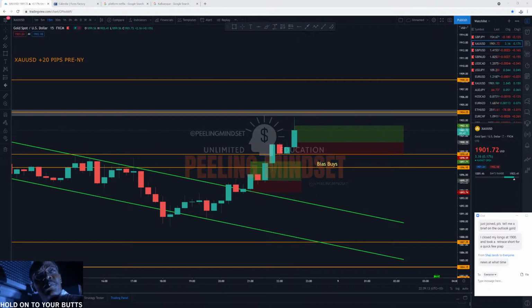So my spread in gold right now is 1.5 pips, so 15 points. About 1.5 pips, 1.6, 1.7 pips, something like that. Usually around 1.5 pips, which is pretty good.